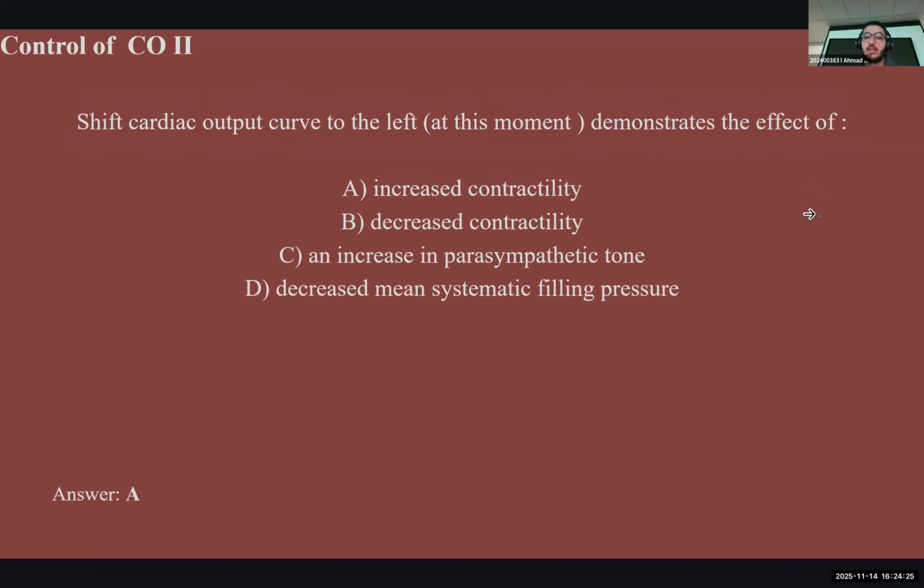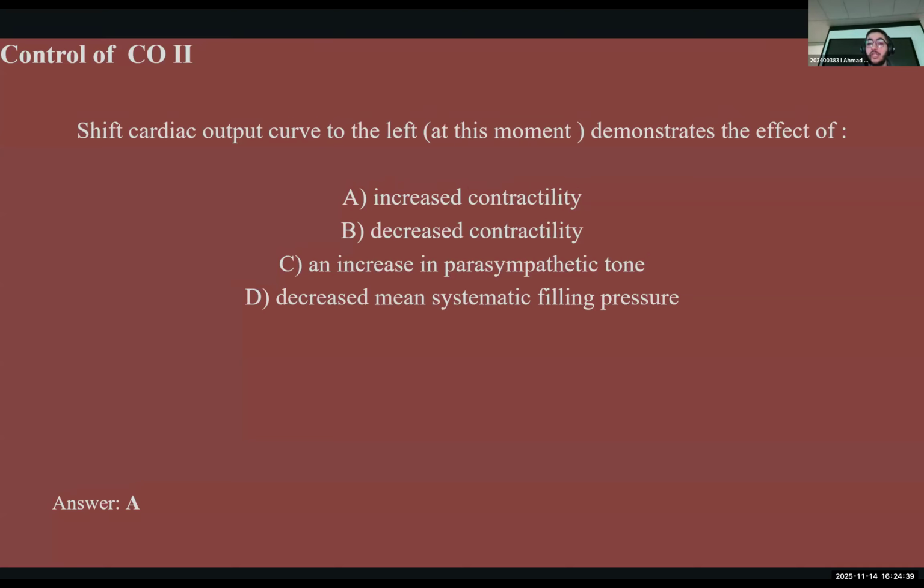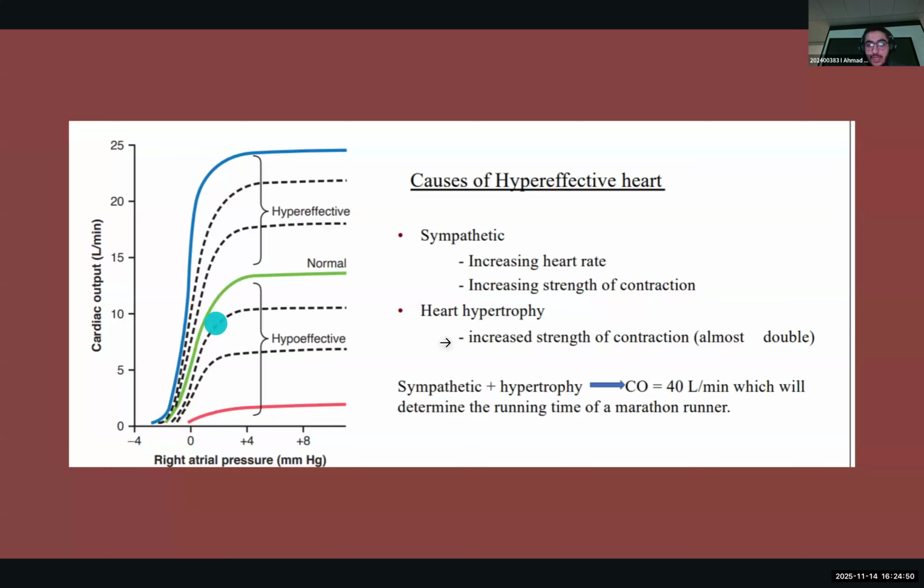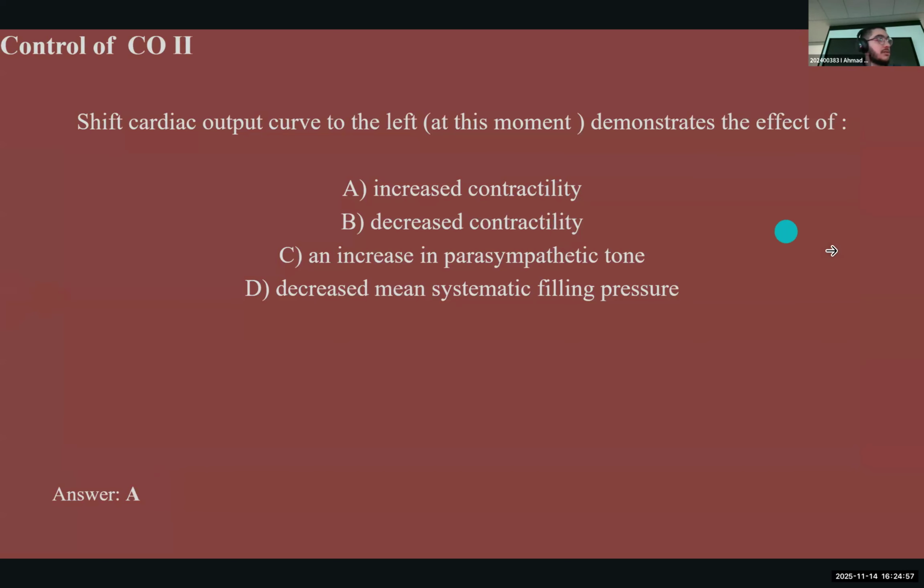So do you remember which one was the cardiac output curve? Was it the one that was increasing or the one that was decreasing? Yes, increasing. I actually got a question wrong about it because the question said cardiac output and I forgot which one was which. So make sure not to make the same mistake. So here's the curve. The causes of a hypereffective heart: it increases heart rate and increases strength of contraction, which is basically hypertrophy.